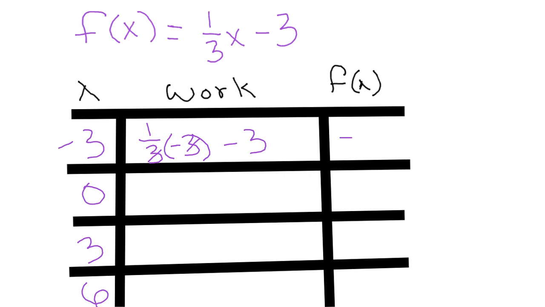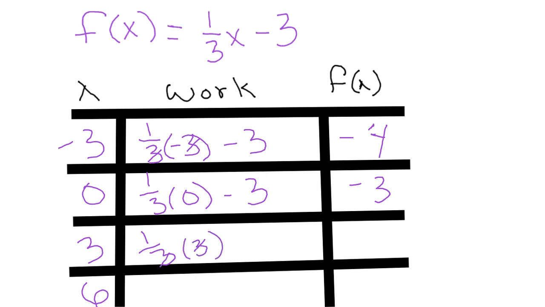I'm going to substitute in 0. Anything times 0 is 0, minus 3 is negative 3. And I'm going to substitute in 3. And again, the 3's cancel, so 1 times 1 is 1. Minus 3 gives me negative 2. And then the value of 6, so 1/3 times 6 minus 3. The 6 can turn to a 2. 1 times 2 is 2. Minus 3 is a negative 1. Now I have my whole entire table completed.